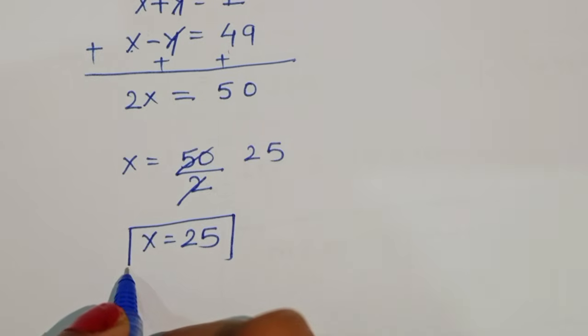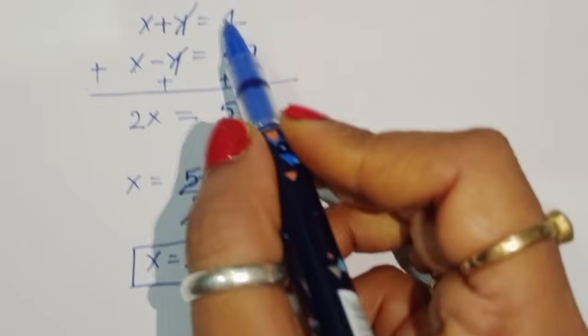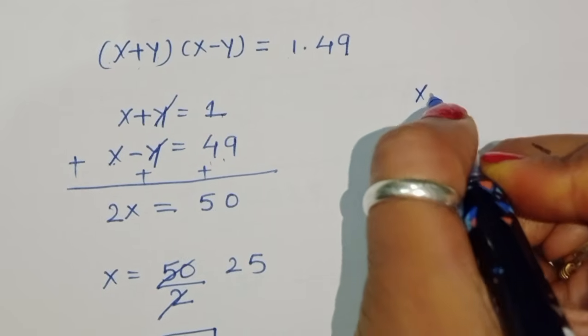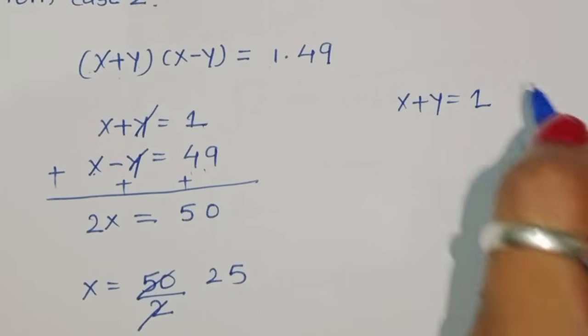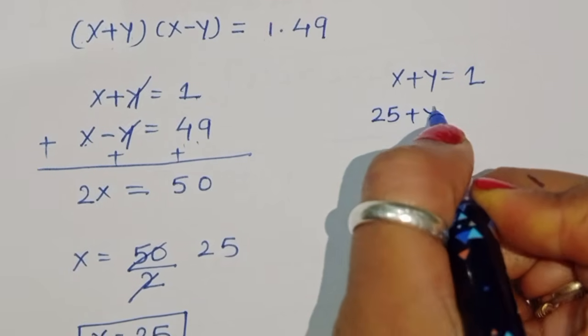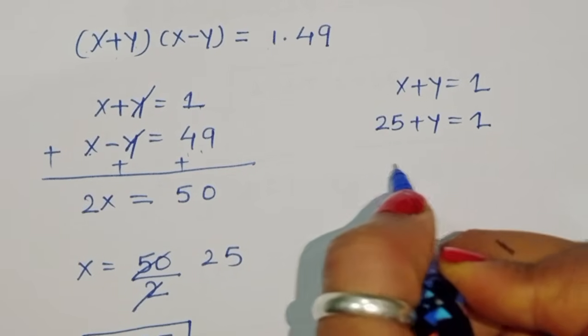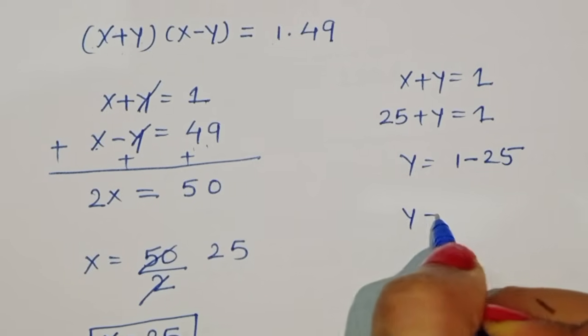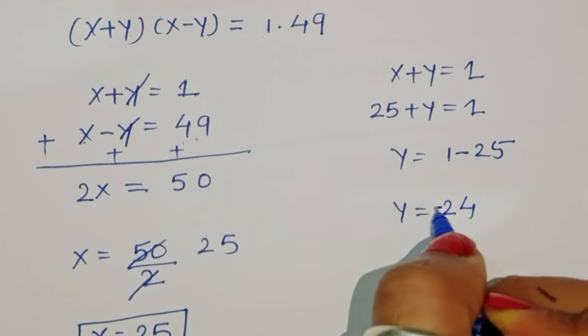Now we have to substitute this value of x in any of these equations. So we are taking the first one, x plus y is equal to 1. Now we have to substitute the value of x, 25, here. So 25 plus y is equal to 1. Now y is equal to 1 minus 25. y is equal to minus 24.